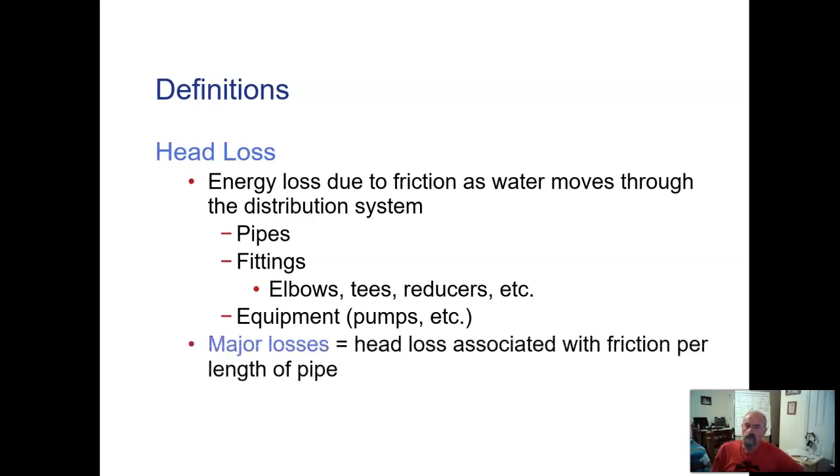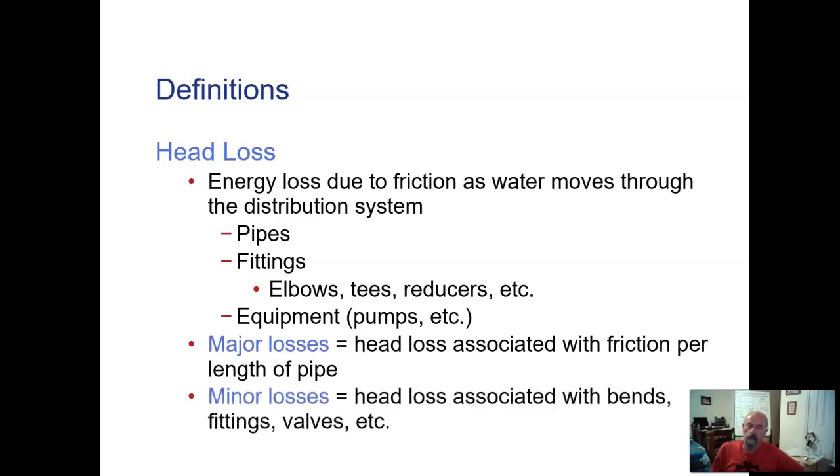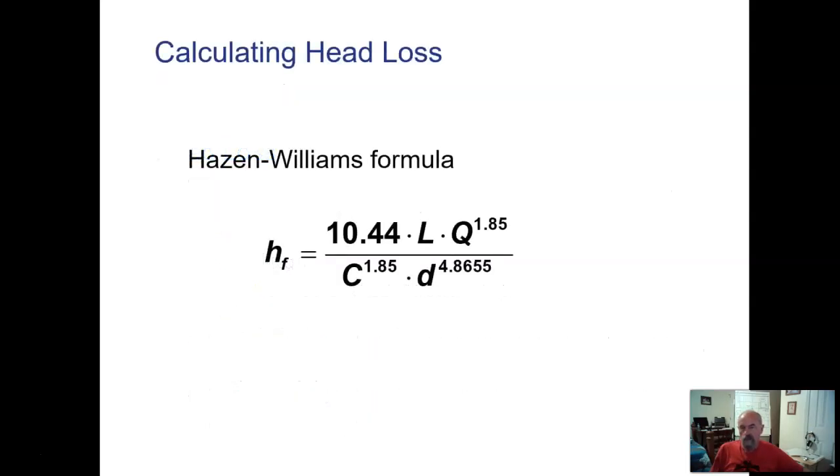Major losses equal the head loss associated with friction per length of pipe. Minor losses are head loss associated with bends and fittings and valves. Normally we would go through the Hazen-Williams formula. There are several methods that can be used to estimate head loss in a system. We would use the Hazen-Williams method and equivalent length approach.